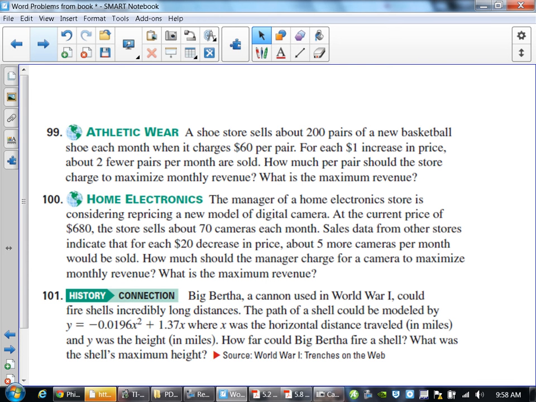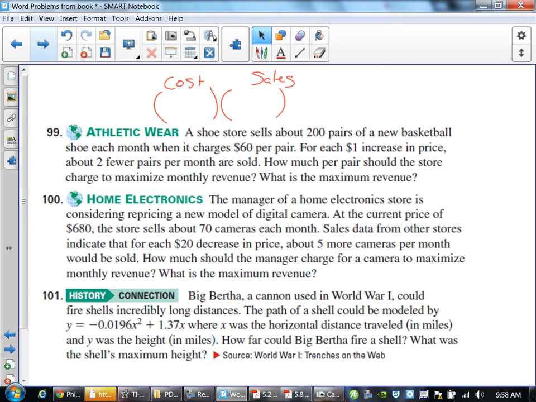So, here's what happens. You have two things going on. You have cost, like your price, and you have sales. Since we're talking about quadratics, which means we're probably going to set up some form of a quadratic.